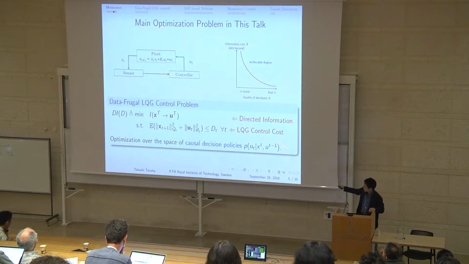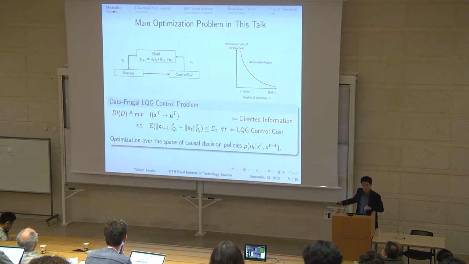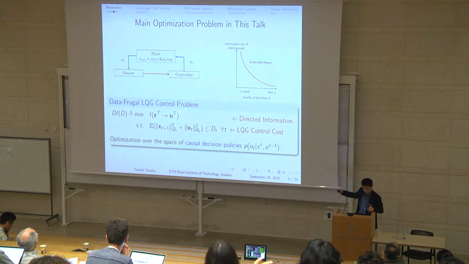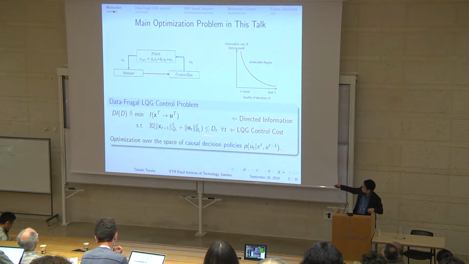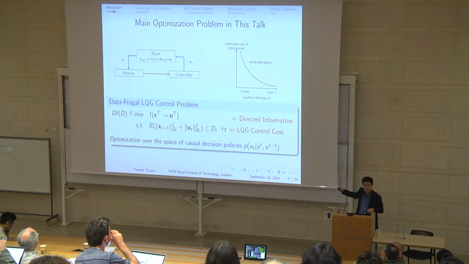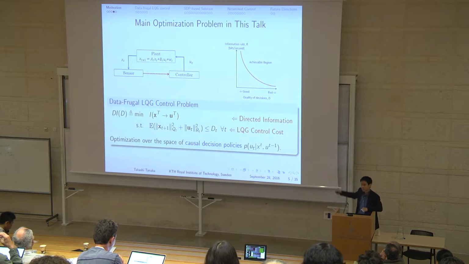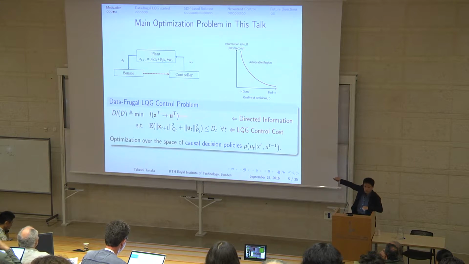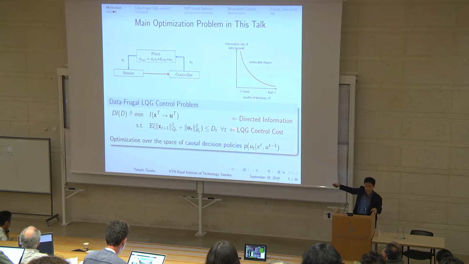And we want to design this policy, and there are two objectives in this design. First of all, we want to make sure that the decision quality is better than something. This is what the second line essentially means. And among all policies satisfying this constraint, I want to minimize the information consumption, which is essentially the first line.